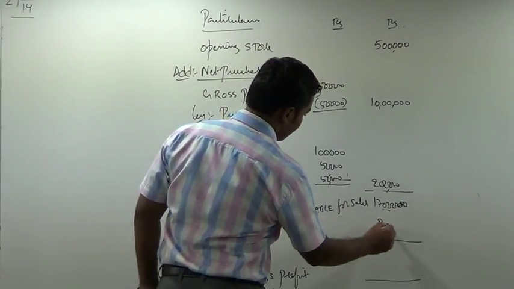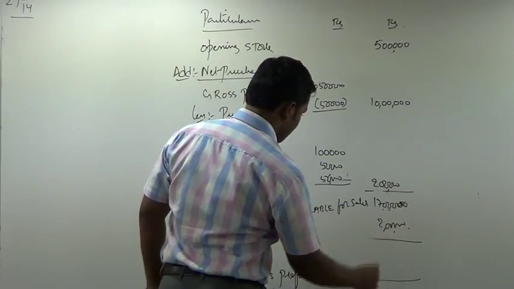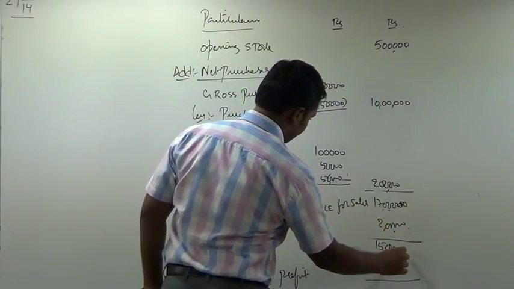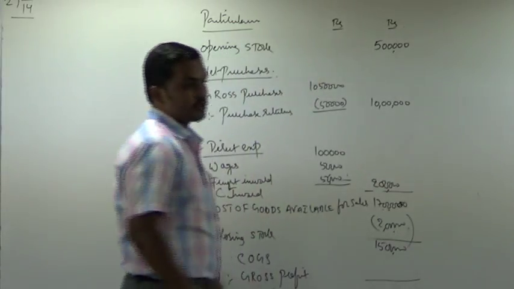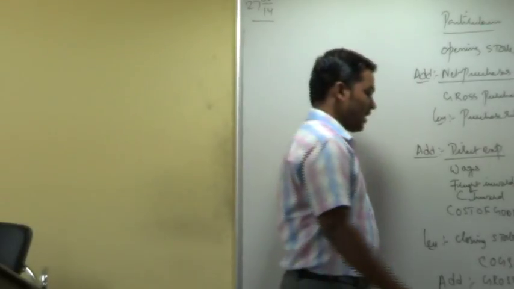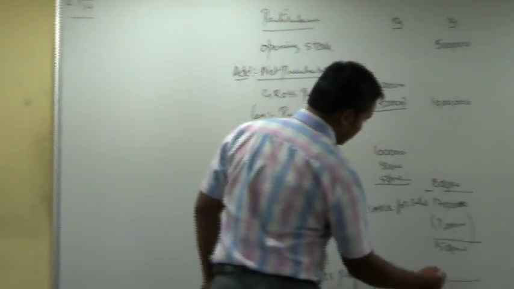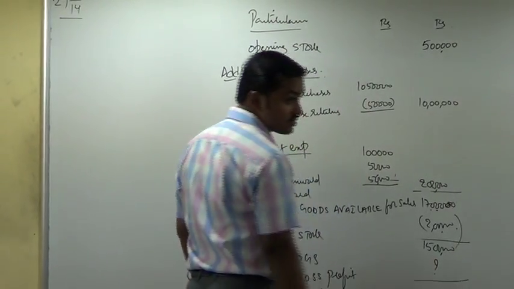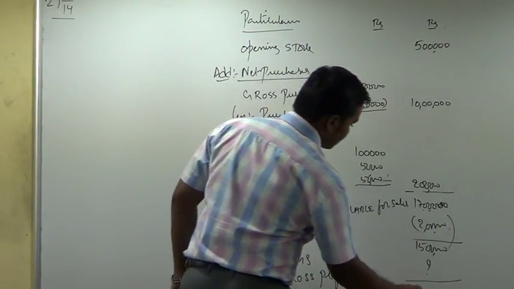Closing stock is how much? 2 lakhs. Cost of goods sold is 15 lakh. Closing stock is 2 lakhs, no? Yes, sir. Cost of goods sold is 15 lakh. Add gross profit, question mark. Net sales, 20 lakhs.